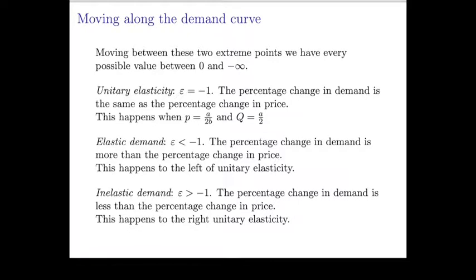Now demand is inelastic when the elasticity is greater than -1. In other words, when the absolute value of elasticity is smaller than 1. So the response to demand as a percentage is less than the percentage change in price. So this is going to happen for quantities greater than A over 2 for this particular demand function that we'd seen. So in other words, it's going to happen to the right of where you have unitary elasticity.